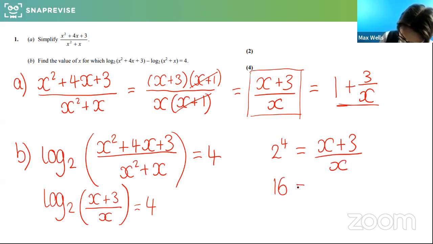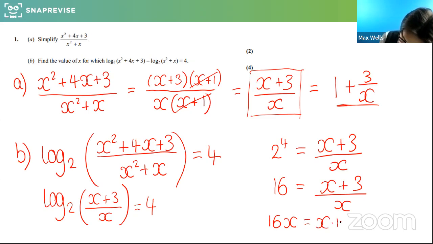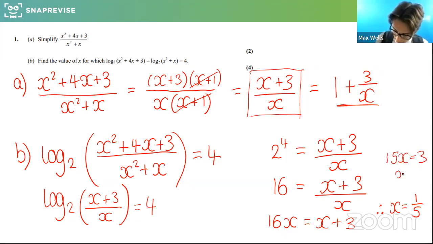So 16 equals, so 16x, which is a nice linear equation, rearranges to 15x equals 3. So therefore, x equals 1/5. Okay, so let's just kind of clarify that. 15x when you rearrange equals 3. Divide by 15, x equals 3/15, which is 1/5. Okay, and hopefully that's fairly clear.